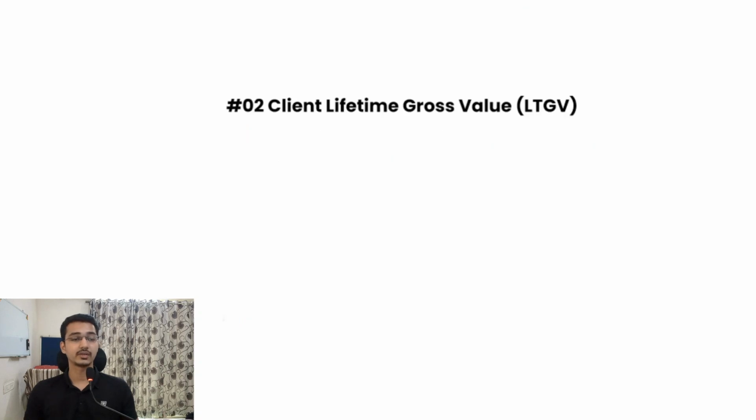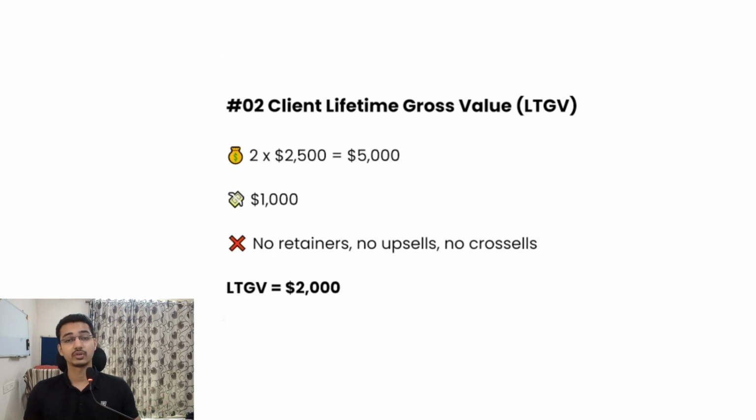Cool. So the second metric is client lifetime gross value, and it is not the same as the lifetime value of a customer or a client. To give you a quick perspective, for example, if you close 2 people on a $2,500 offer, you make $5,000 revenue. And to fulfill this, you probably need to hire some people or employ some tech tools, XYZ things, for which let's assume you spend $1,000.